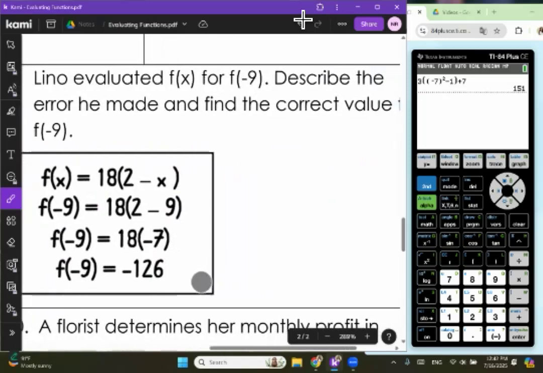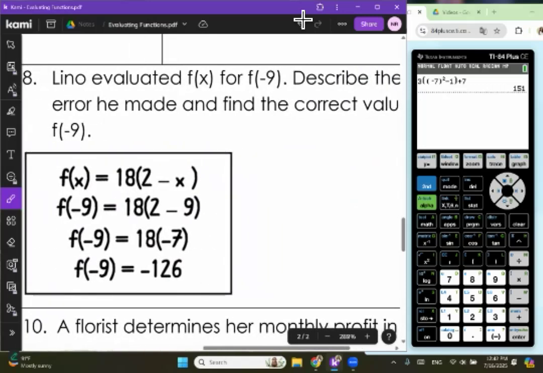Lino evaluated f of x for f of 9. Describe the mistake that he made. Well, go ahead and look at it for a second. It's one mistake that we talk about a lot. When you're going to plug in a number, make sure you plug it in parentheses. It also helps avoid mistaking that minus sign for the negative, because the minus sign was already there to begin with.